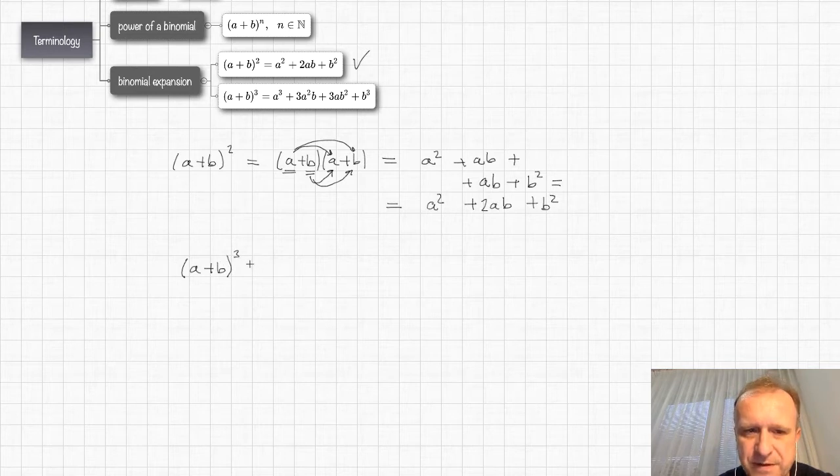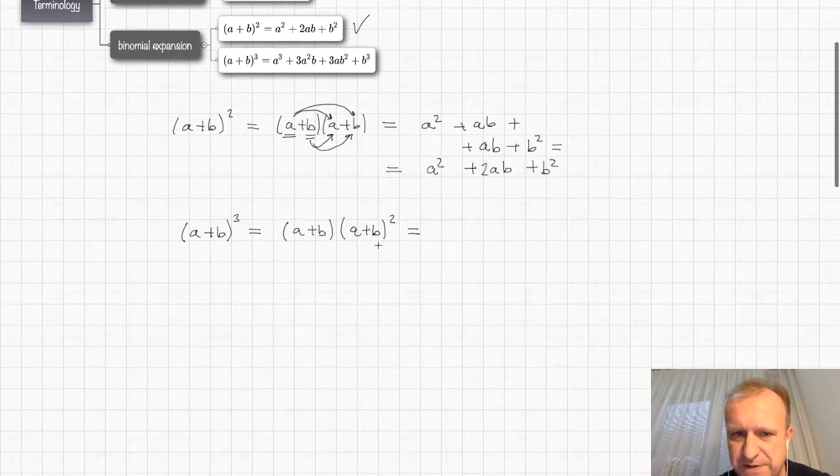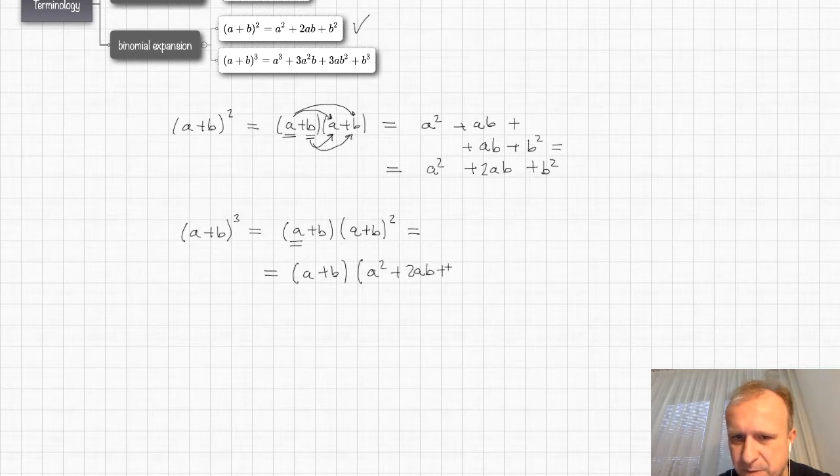We can use the information obtained from the previous step, because a plus b to the power of 3 can be understood as a plus b times a plus b to the power of 2. So we can use the expansion of a plus b to the power of 2 and express the expansion of a plus b to the power of 3. And again, I'm going to use two lines to express this. So first I multiply by the first term in the first bracket everything which is here. But before I do it, of course, I need to replace this by what I got here. So it's a plus b times the bracket a squared plus 2ab plus b squared. And now it's time to write it in two lines.